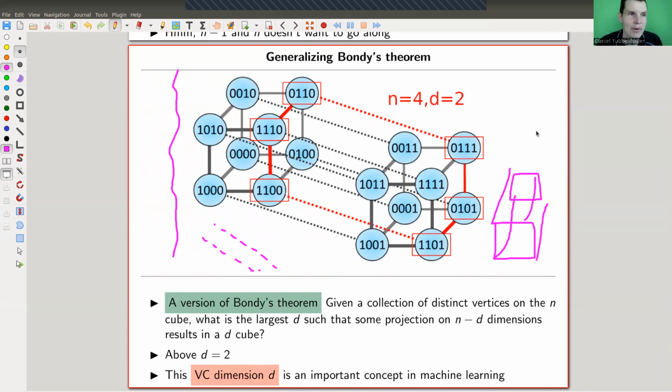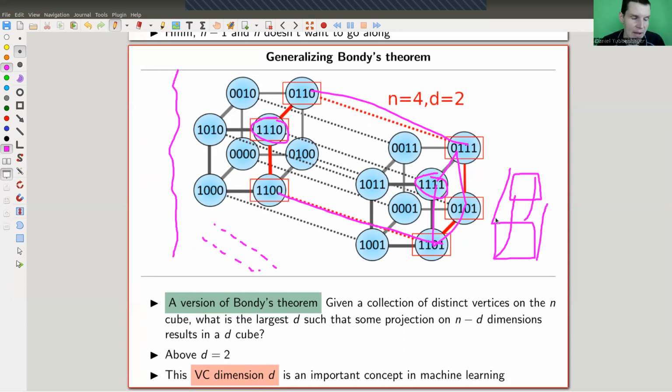So this is a 4-dimensional hypercube, and 6 vertices are chosen along the hypercube, and you can ask, for example, the question, given a collection of distinct vertices, what is the largest d such that the projection gives a d cube? So here, if you project along the red, you get a d cube, as you can see, for d equals 2. So this one here goes to here, for example, this just collides to here, this just collides to here. So you just get here this little d equals 2 cube, which is just a square. So this is just an idea, and then you could ask this question.